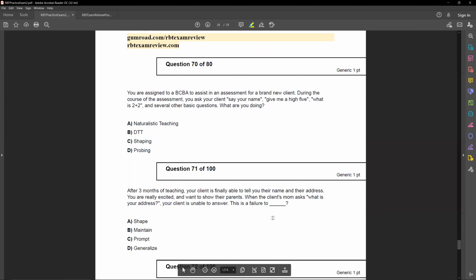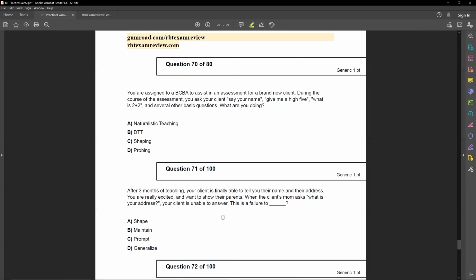Well, if you know your definitions and you know your terms, I always say that's the most important thing. You can immediately eliminate shape and prompt, right? Because shaping has nothing to do with this scenario. Shaping is approximations, and prompting has nothing to do with this scenario. There's no prompts involved, there's no shaping involved. So what are we looking at? We're looking at maintain or generalize.